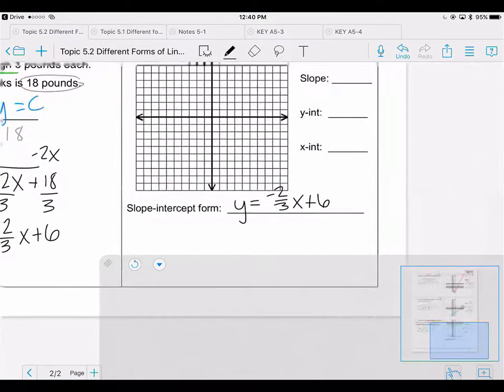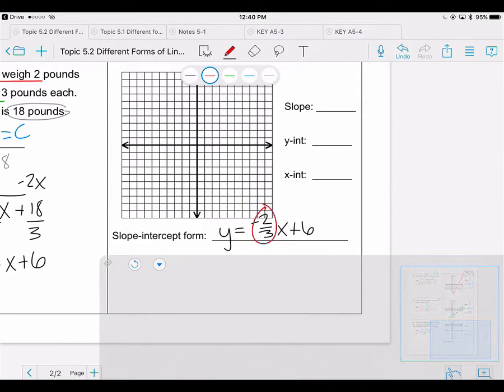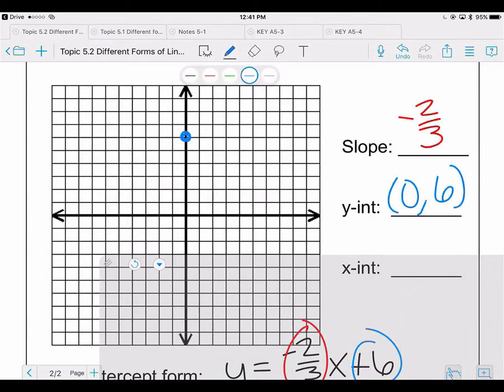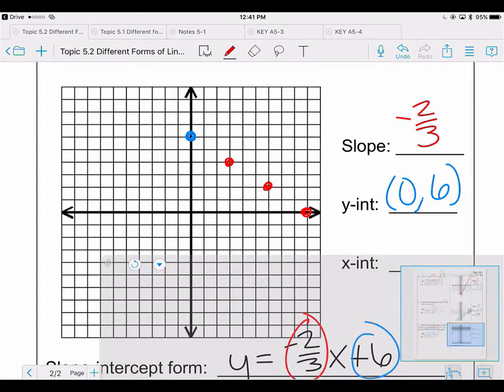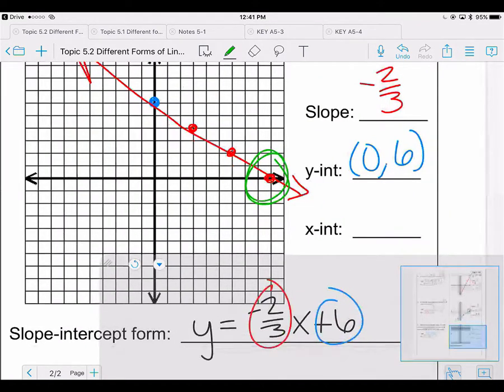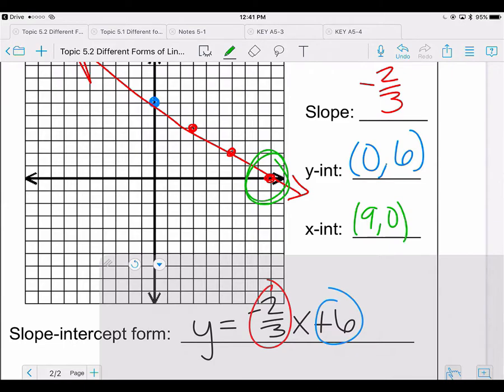And so I have my slope with x, my y-intercept as b. Can't find my x-intercept until I graph. So I go up to 6, plot a point, use my slope of negative 2/3 to go down to right 3. And I can see that my x-intercept is over here at the point 9, 0.